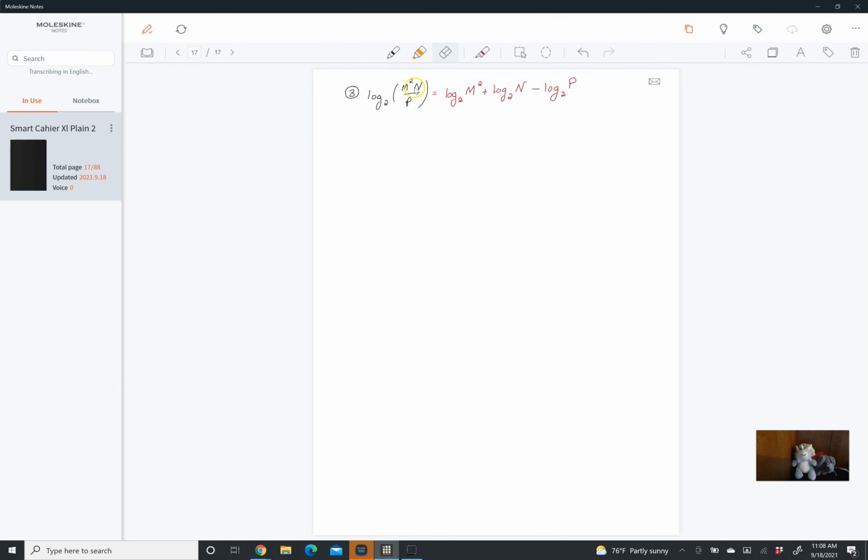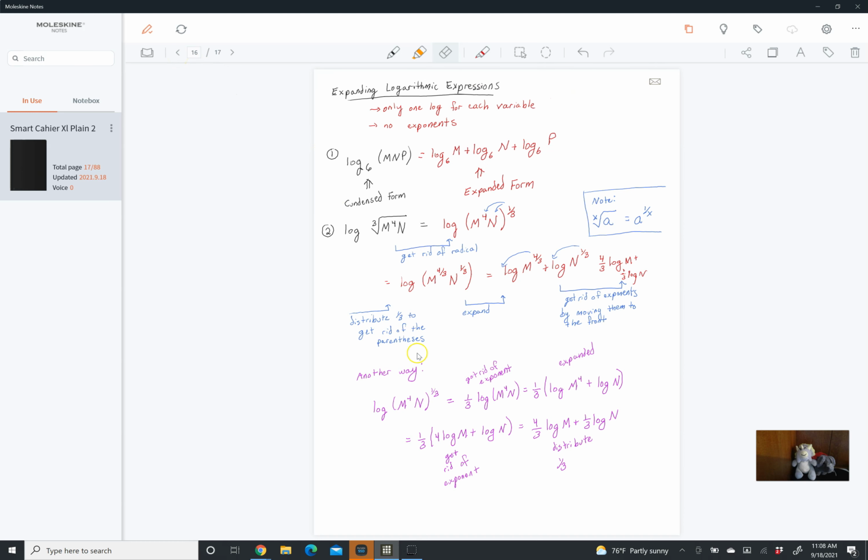Something else to note, it would not be possible to move this 2 out to the front at this point, because if you move it out to the front, you would be saying that this 2, this exponent, applies to everything. It does not. It only applies to the m. So the only time that you can move an exponent out to the front from the beginning is when it applies to everything that you're taking the log of, like you see here with this 1/3.